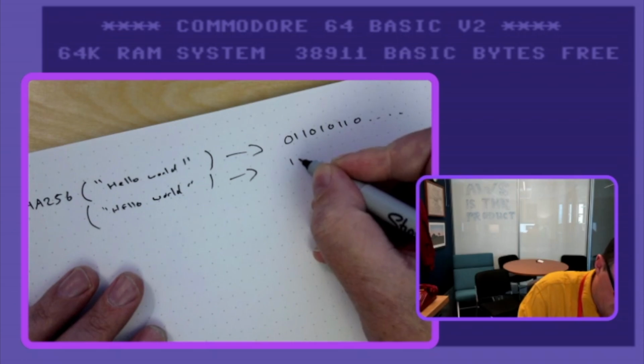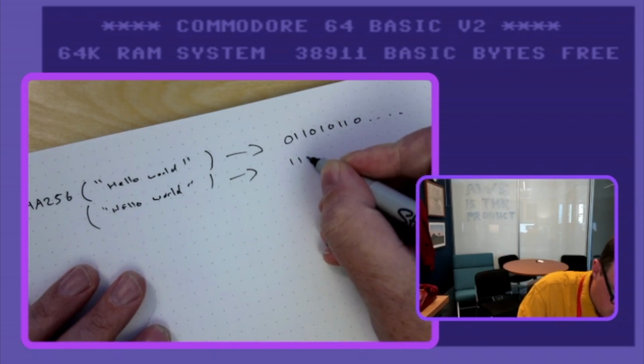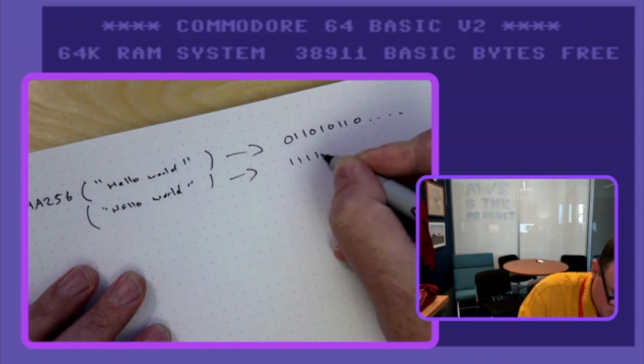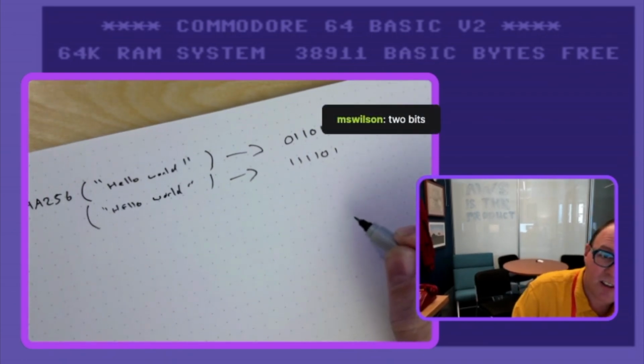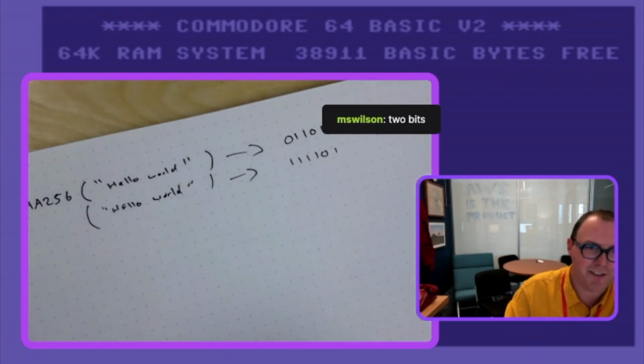So maybe that one's different. Maybe that one's the same. Maybe that one's the same. Maybe that one's different. Maybe that one's different, and so on. But there's just no correlation, even though it's a 2-bit difference. There we go.